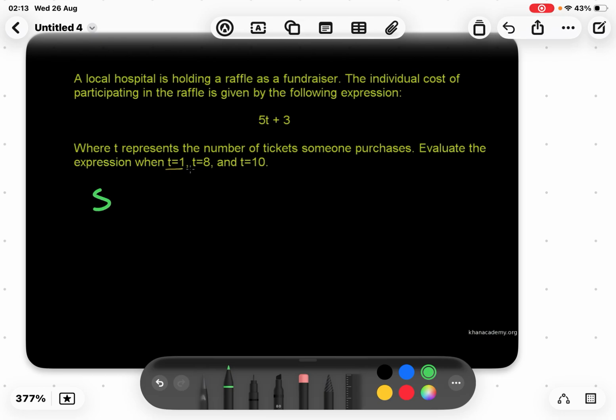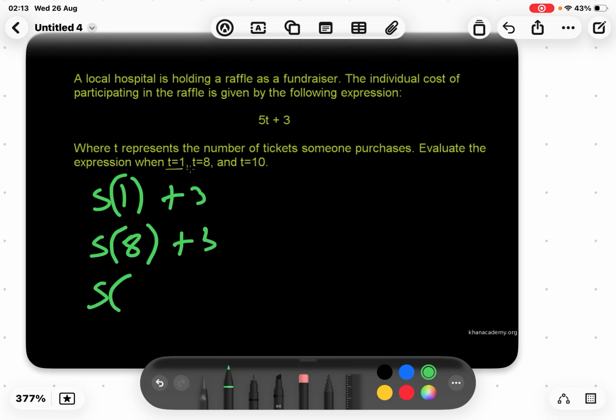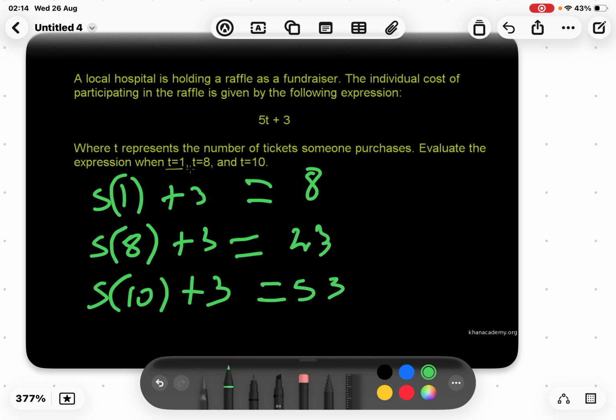So look, T is 1, plus 3; T is 8, plus 3; T is 10, plus 3. And so over here you're going to get 8, over here you're going to get 43, over here you're going to get 53. The thought was that the more you buy, the richer you are, so that's why you have to pay more.